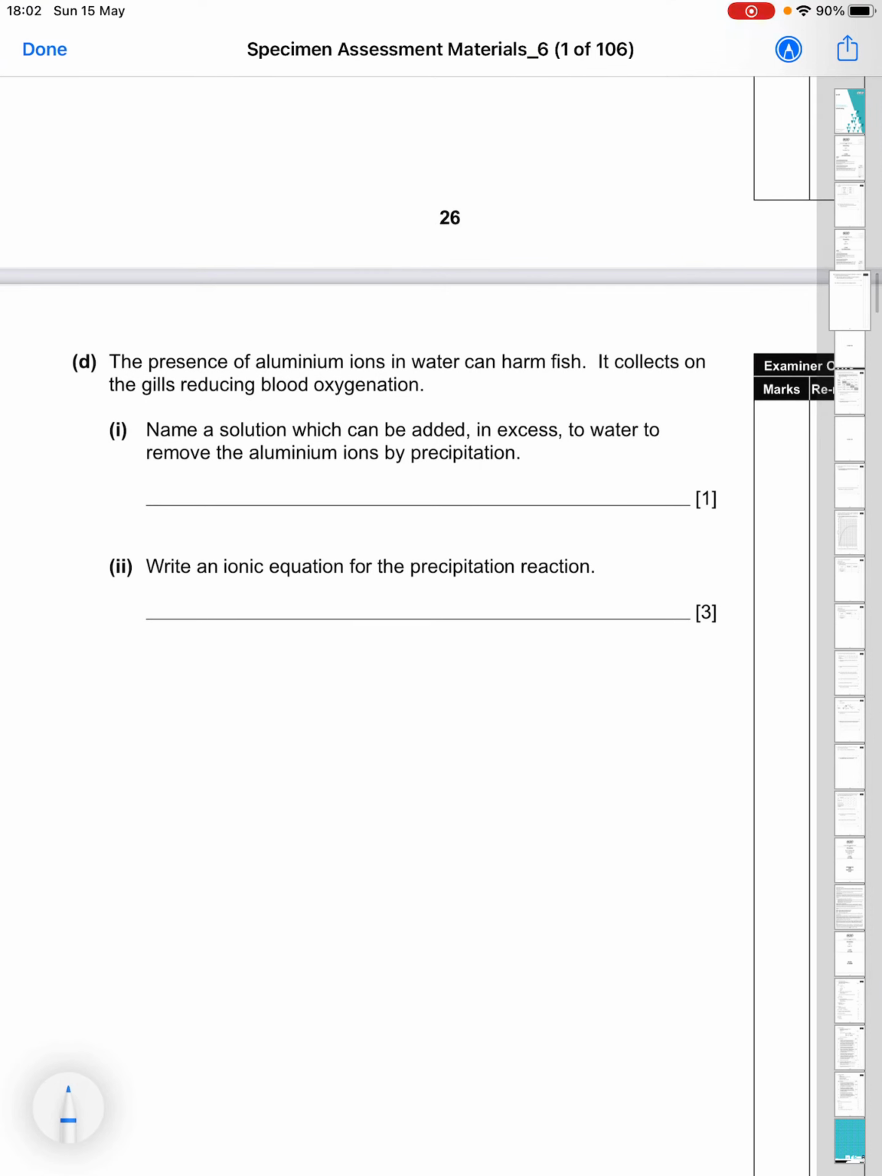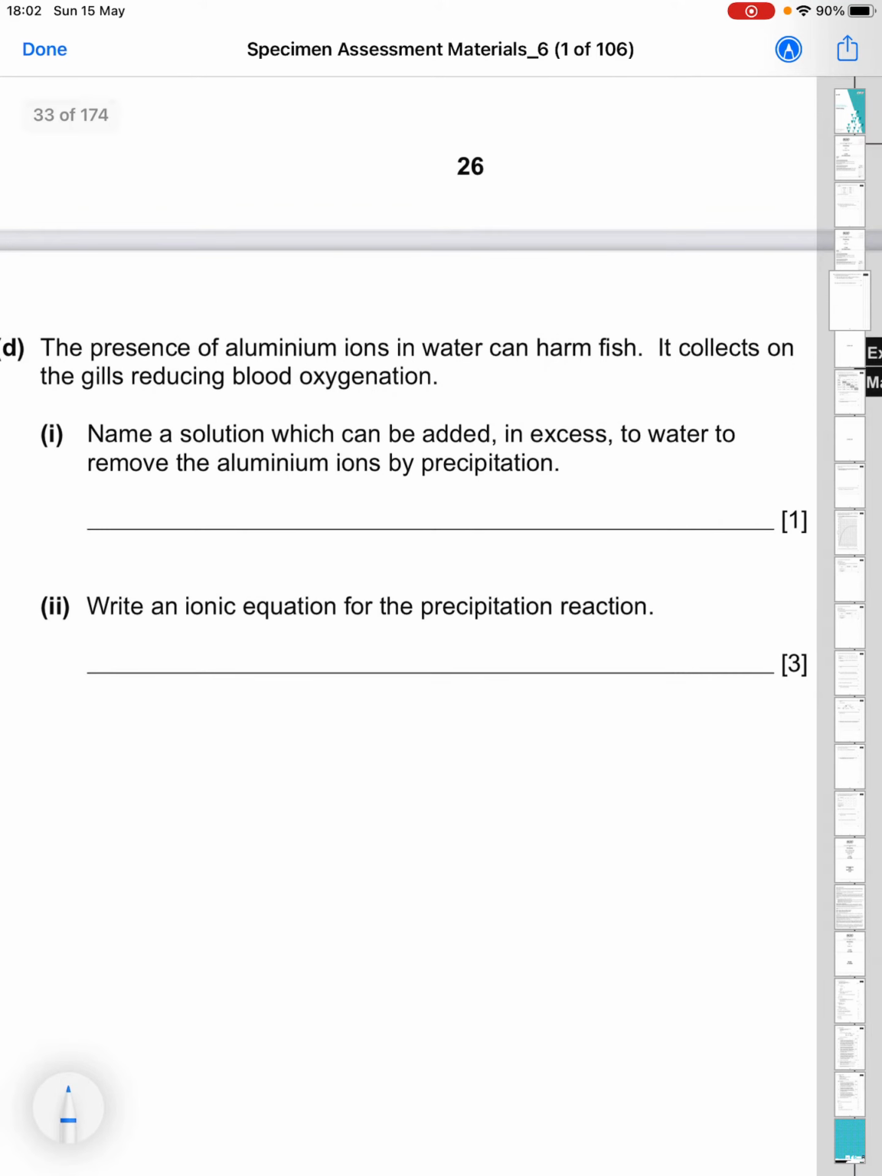Then the presence of aluminium ions in water can harm fish. It collects on the gills, reducing blood oxygenation. Name a solution which can be added in excess to water to remove the aluminium ions by precipitation. So it's just sodium hydroxide. So aluminium hydroxide is insoluble, and that's why that works.